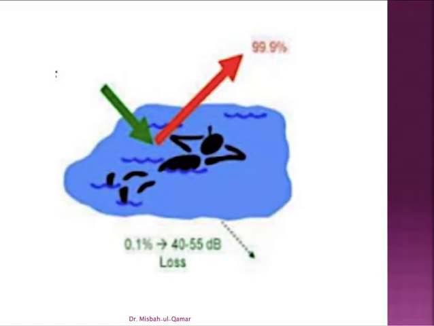You see, a person inside water cannot hear the sound which is produced out of it. Why is that so? Because 99.9% of sound gets reflected from the surface of the water due to the impedance of the fluid, because the fluid has much more inertia. So 99.9% of sound is reflected from the surface of the fluid.